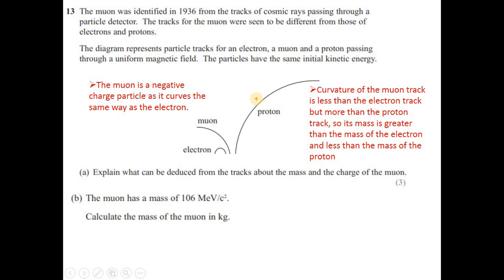The muon has a mass of 106 million electron volt per c squared. Calculate the mass of muon in kilogram. A typical question. Generally, they give mass energy in terms of electron volt per c squared, and they ask to convert this into kg. So how do we do that?